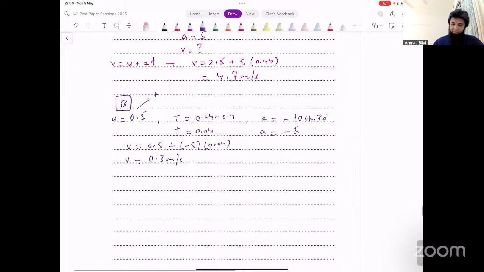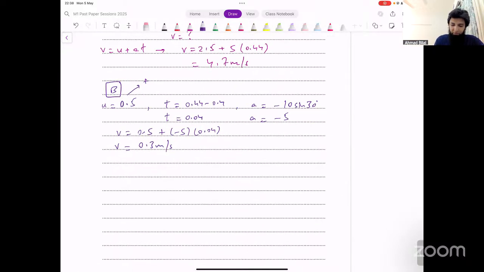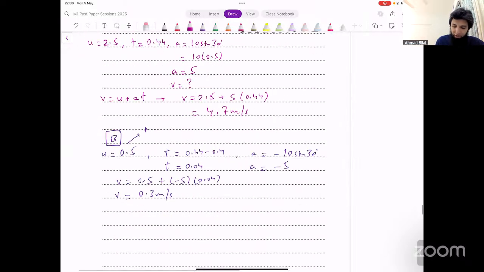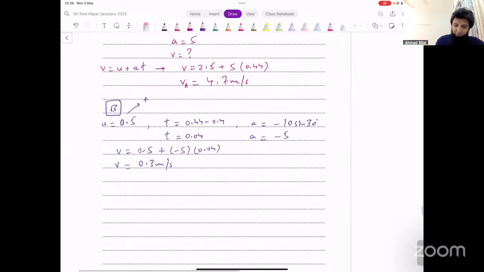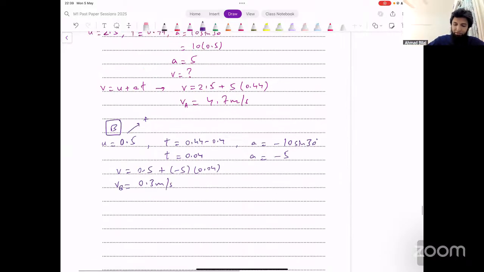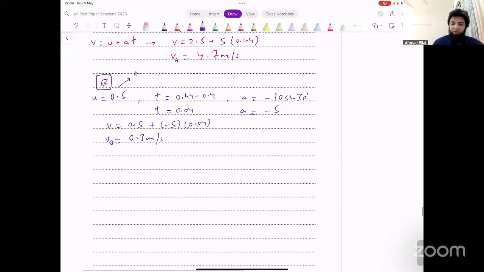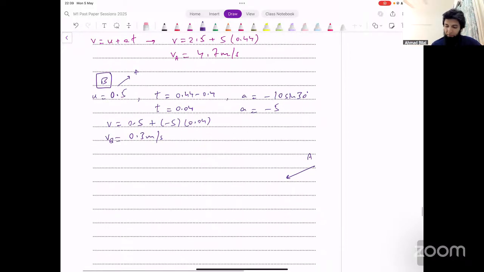Okay. So this is the velocity that we're getting for the particle B. Earlier one was for particle A. For A, we were considering downwards positive earlier. For B, we were considering upwards positive. So that means these are the directions in which they're moving. A is moving in this direction at a speed of 4.7 meters per second. B is moving in this direction at a speed of 0.3 meters per second.